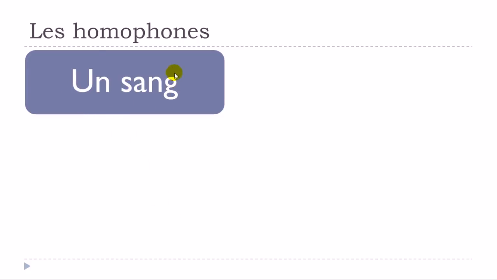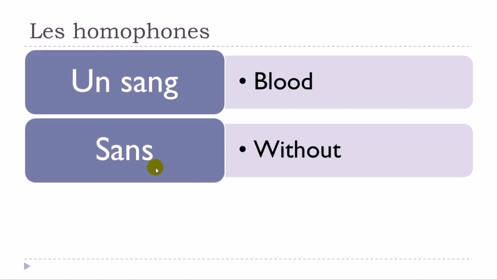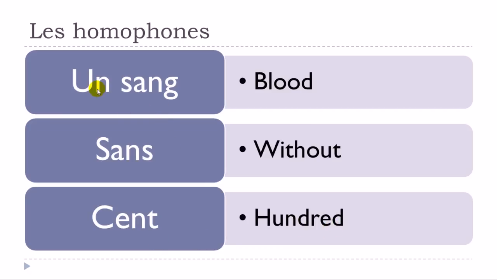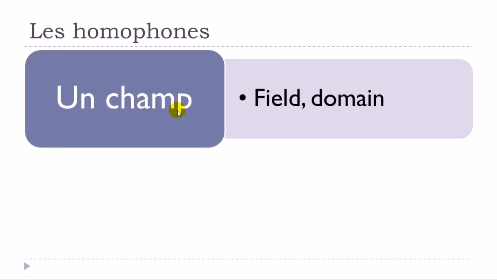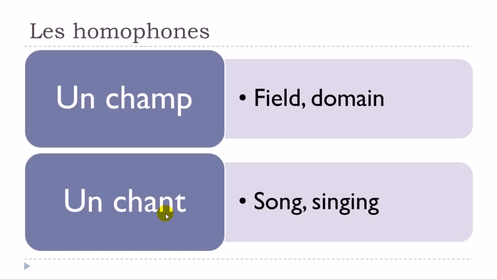Un sang. Remember this G here doesn't exist, so un sang. And then here we've got this sang. Quite useful because it means without, sans. And we've got a third one, sans, written like that, and it's 100. So un sans, sans, sans. Un champ. Un champ. Un champ. Un champ. So here it's quite tricky because if you look carefully, well, of course you pronounce them the same way because that's the topic of this video, but then masculine in both cases. So un champ, un champ.